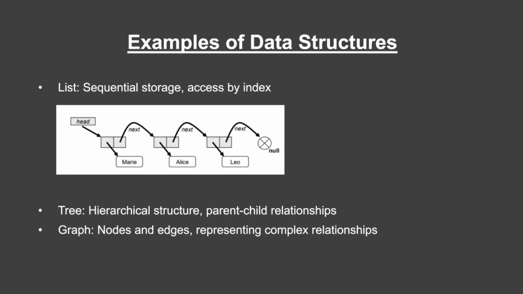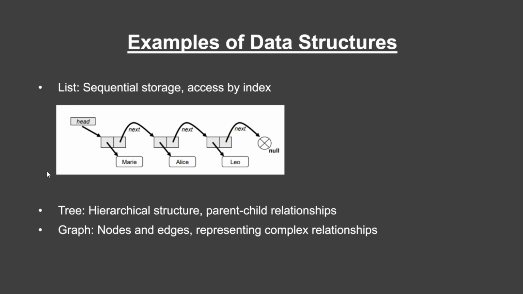First, let's look at some common types of data structures. On one hand, we have the list. A list stores items in a specific sequence, and you can access them quickly by using an index, kind of like a numbered row of seeds in a feeder. A singly linked list, for example, would look like this.